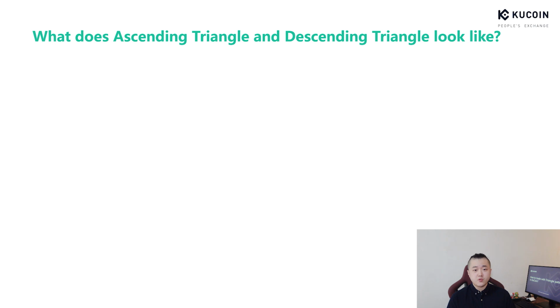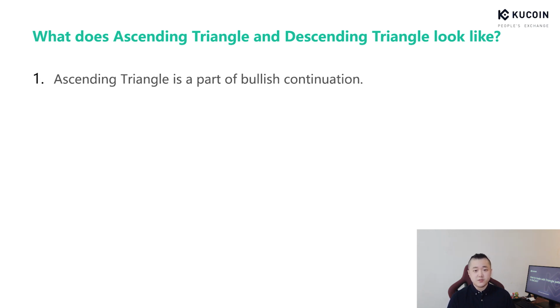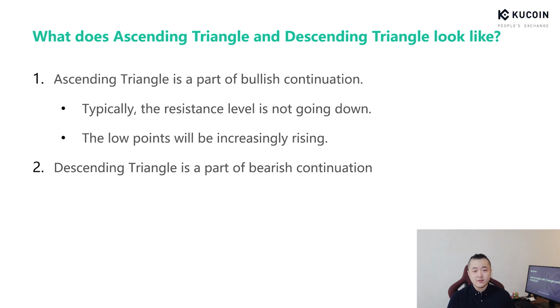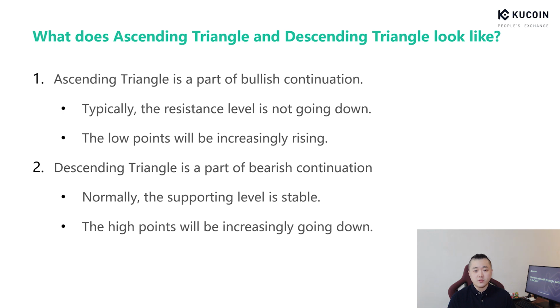What does the ascending triangle pattern look like? Typically, as the name suggests, it is a converged candlestick pattern. Its resistance level is stable and its low points in this pattern are going up over time. The descending triangle pattern has a stable support level and its high points are decreasing with time.